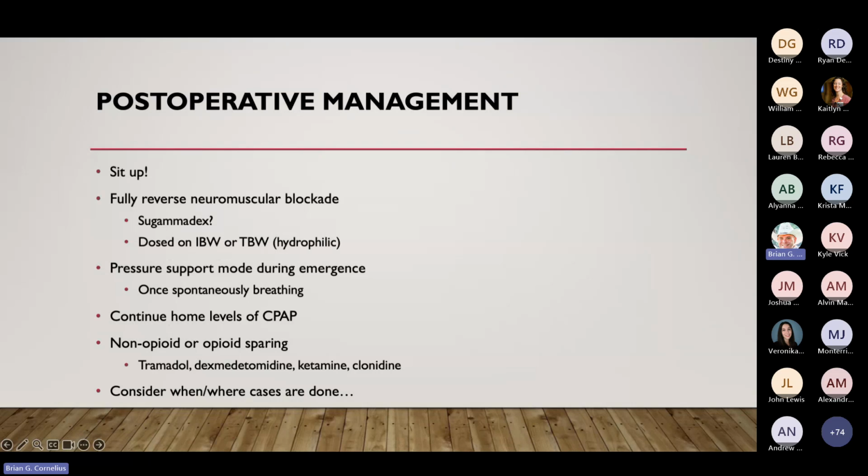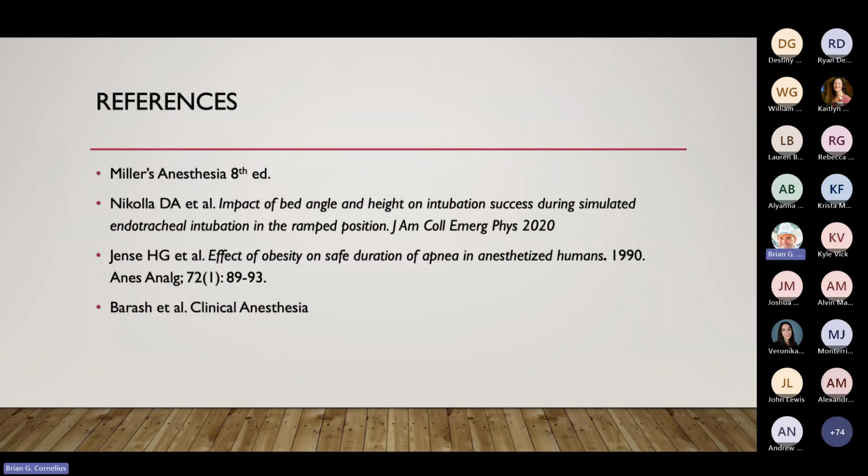Other things to think about for these patients, where you do this case. This may be a case that's normally done in endoscopy, but because of the patient's body habitus, we may decide we need to do it in the OR. You'll see that a lot of offsite locations can be problematic for these types of cases. So you may want to bring them to your anesthesia happy place and do it in the OR. And there's some references for you.